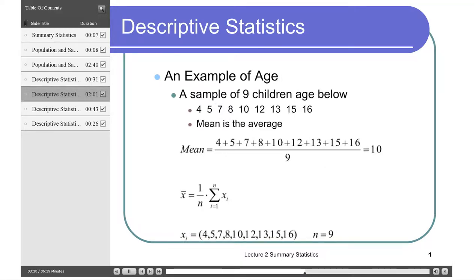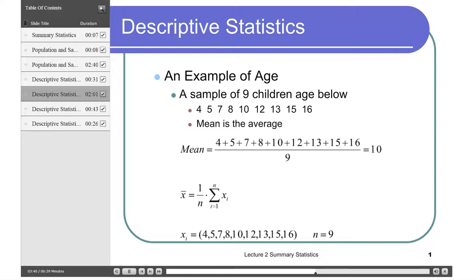A moment ago, we were talking about calculating the average age or mean age of people in a sample, and this slide goes through an example of such a calculation. Let's say you had 9 children whose ages are given on the slide from 4 to 16, and you wanted to calculate the mean of these numbers.